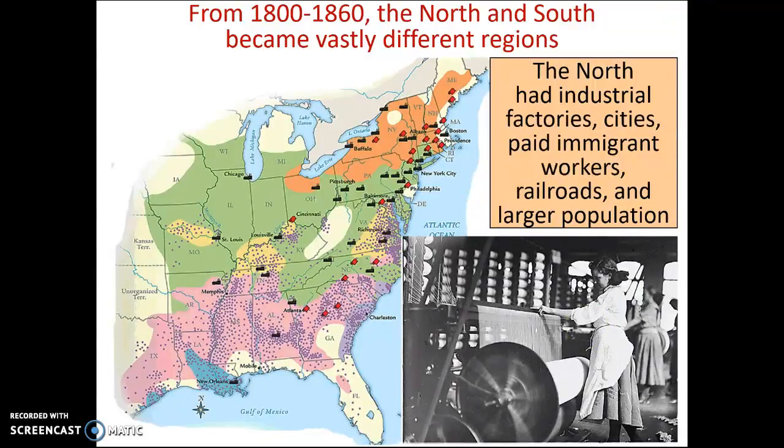The North had industrial factories, cities, paid immigrant workers, railroads, and a much larger population as well. The southern population is not as high as it is going to be in the North. There's a lot more people living in the North, a lot more people living in these urban cities, closely compact. And that's going to also be really impactful during the Civil War, because the North just has more people available to them that can fight within that war.